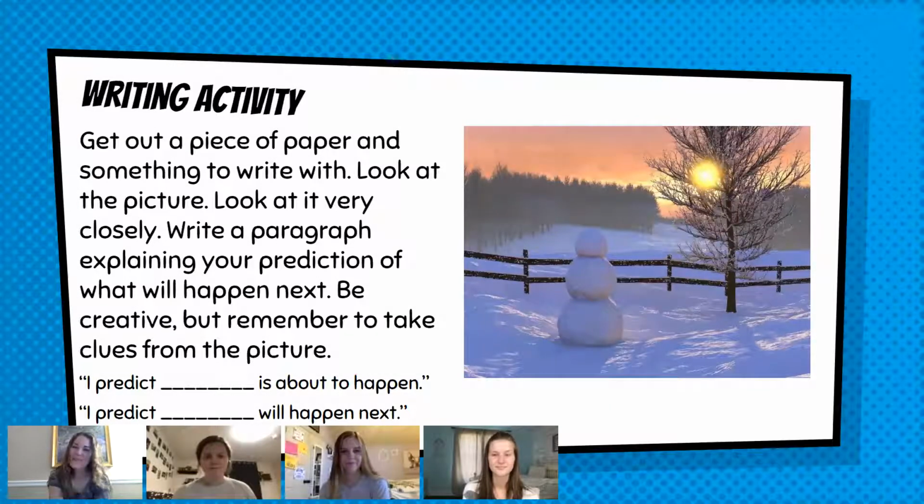All right, now that we have had some practice, we're going to move on to a writing activity. Get out a piece of paper and something to write with. Look at the picture and look at it very closely. Write a paragraph explaining your prediction of what will happen next. Remember to be creative, but remember to look at the clues in the picture. When you're writing your paragraph, use at least one of the sentence stems that are listed below.